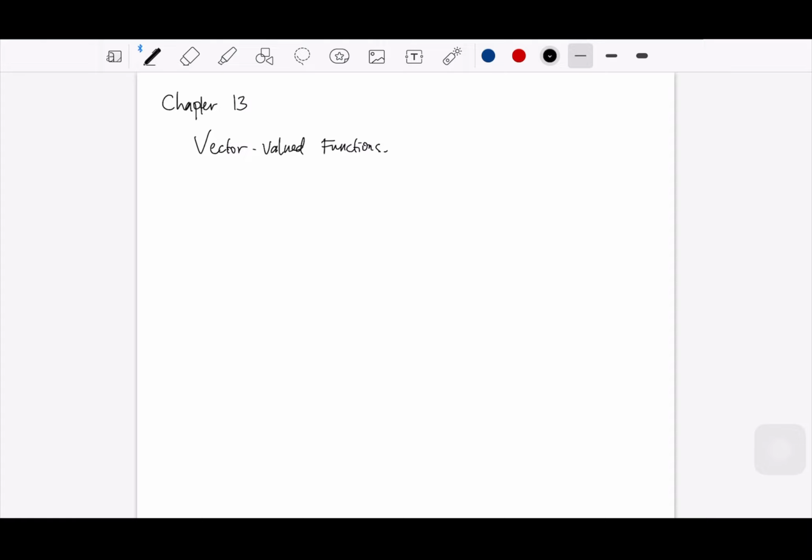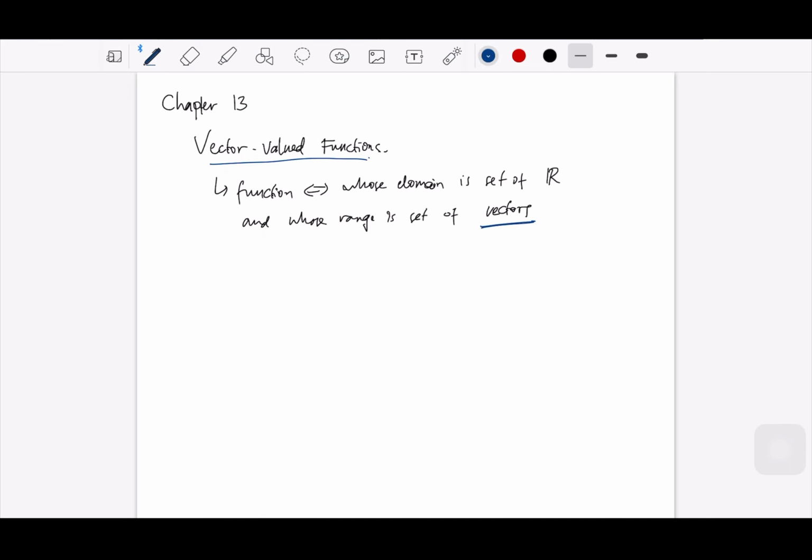To begin with, we need to start with some definition. What are vector valued functions? A vector valued function is a function whose domain is a set of real numbers and whose range is a set of vectors. Now this becomes important.